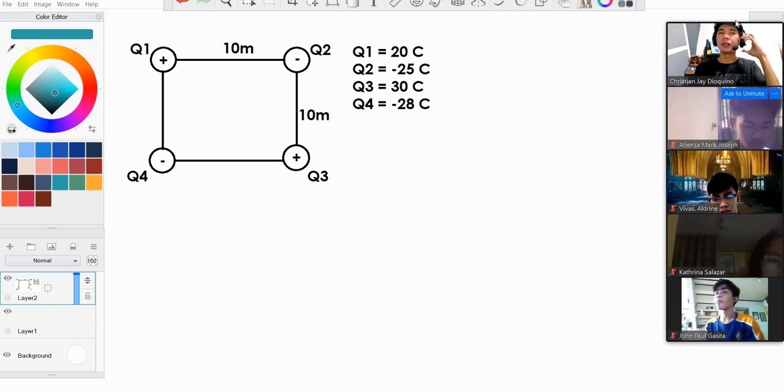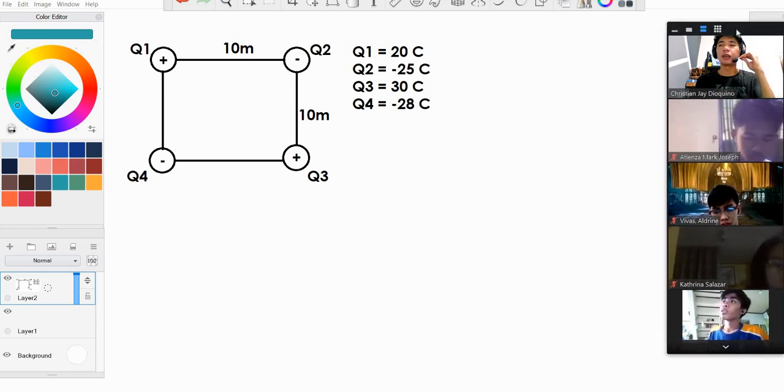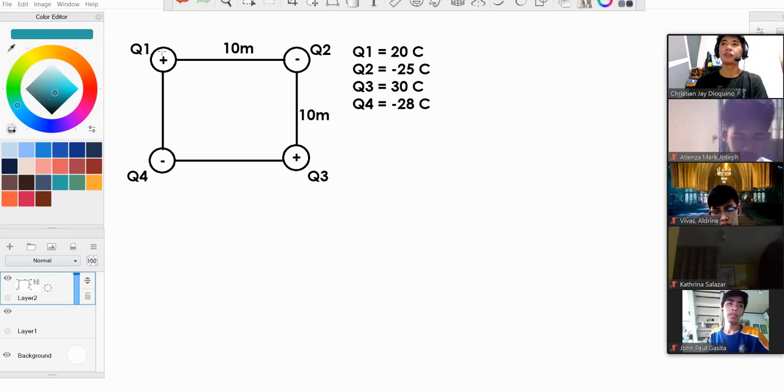Okay, so given here, we have 4 charges and our shape is a square, as you can see, because all sides here are 10 meters or all sides are equal. Okay, so we have given Q1, which is 20 coulombs. Q2 is negative 25 coulombs. Q3 is 30 coulombs. Then Q4 is negative 28 coulombs.